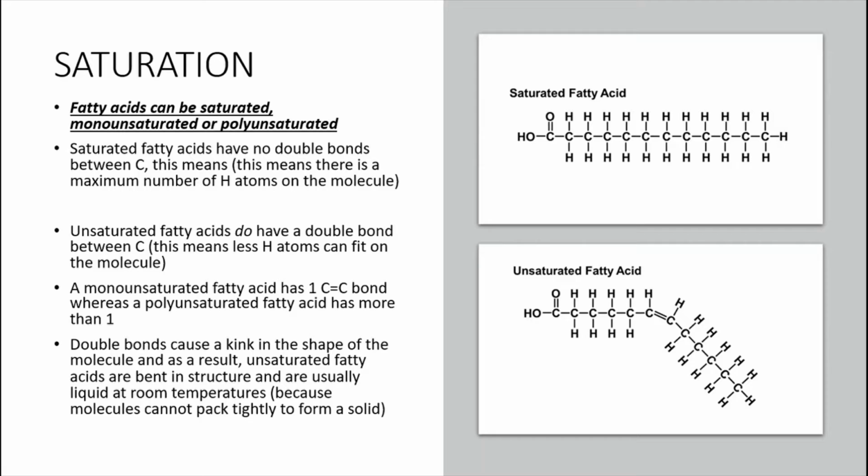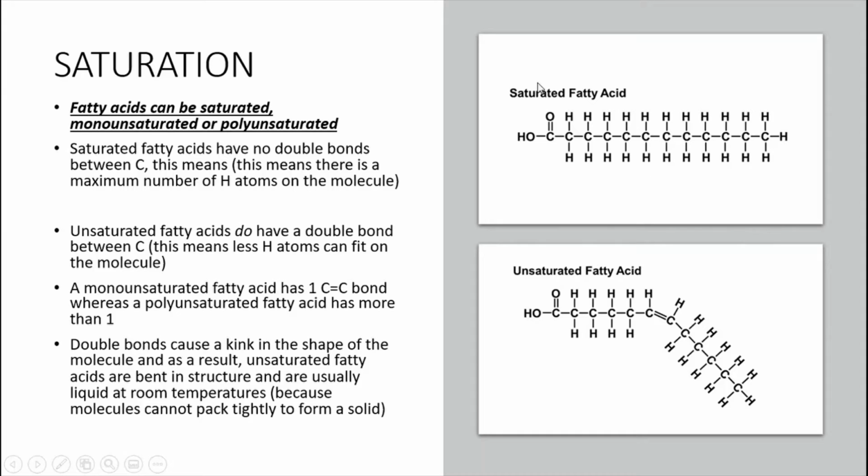Now the presence of double bonds causes a kink in the shape of the molecule, and as a result, unsaturated fatty acids are bent in structure. Because unsaturated fatty acids are bent in structure, this means that they cannot be nicely packed to make a solid. We know that solids refer to substances where the molecules are nicely and tightly packed together, which gives it its solid shape, whereas in liquids, the molecules are loosely bound, and that's why it is able to move in this liquidy sort of manner. So for this reason, unsaturated fatty acids tend to be liquids at room temperature, because the bend in their molecule doesn't allow them to be nicely packed together to make a solid.